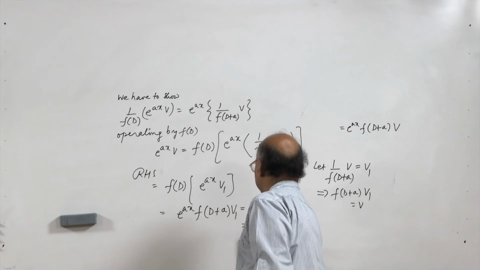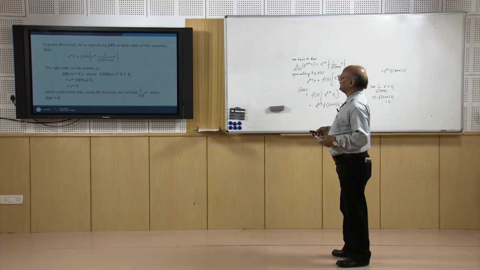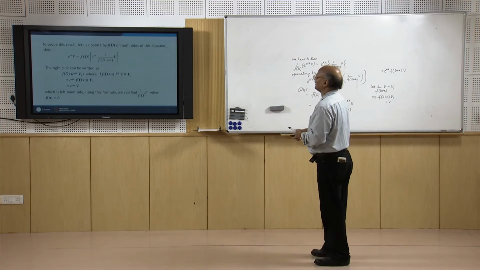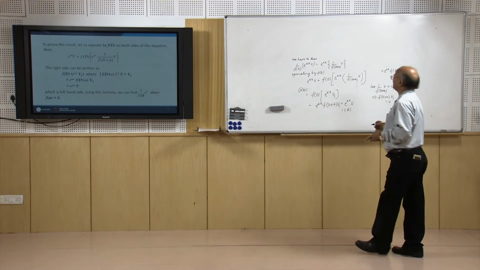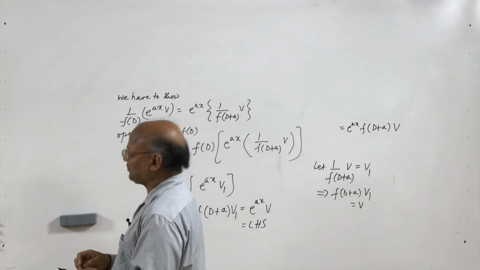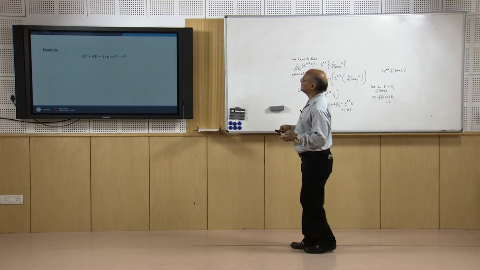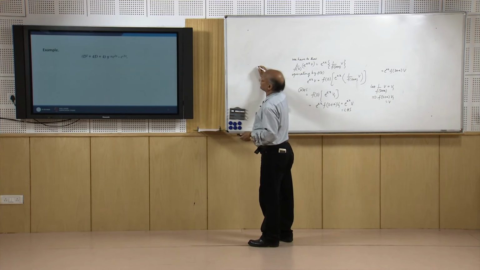This is the left hand side. So the right hand side and left hand side are the same, and therefore the formula 1 over f(D) e to the power ax into b equals e to the power ax times 1 over f(D plus a) operating on b is true.